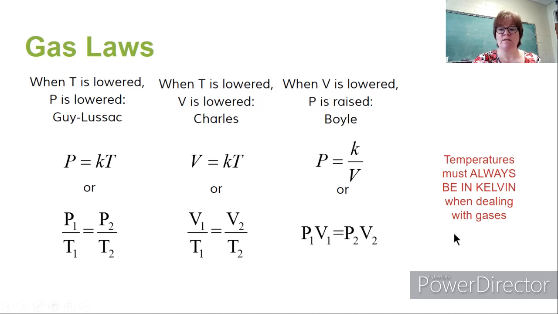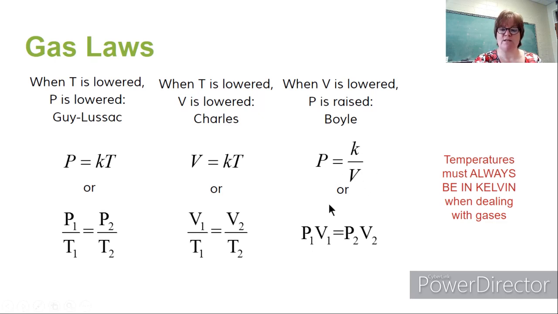Now it's important that we use absolute temperature. We use the Kelvin scale when doing any gas laws. It will not be true if you divide by Celsius, so it's important that you use Kelvin temperatures for all of your temperatures. The final one is Boyle's law, which is that if volume is lowered, the pressure is actually raised. So we see that pressure is inversely proportional to volume.